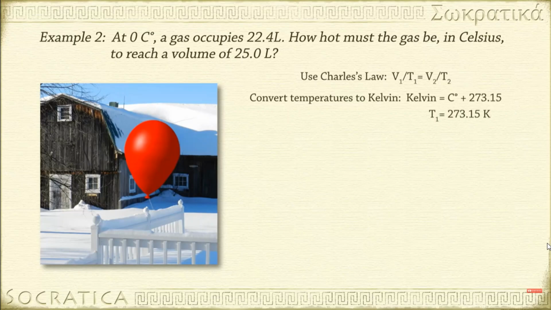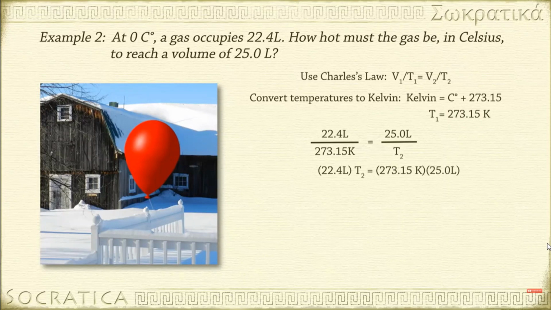Substituting in what we know, 22.4 liters over 273.15 Kelvin equals 25.0 liters divided by T2. Solve for T2. I like to cross-multiply here. 22.4 liters times T2 equals 273.15 Kelvin times 25.0 liters. T2 equals 273.15 Kelvin times 25.0 liters divided by 22.4 liters.